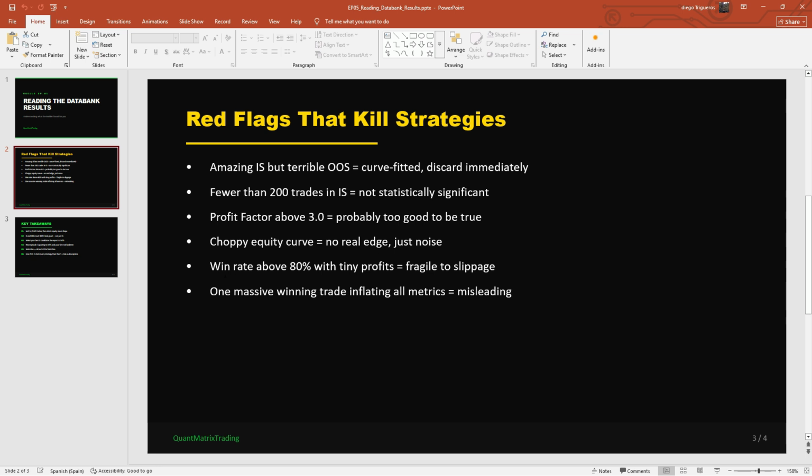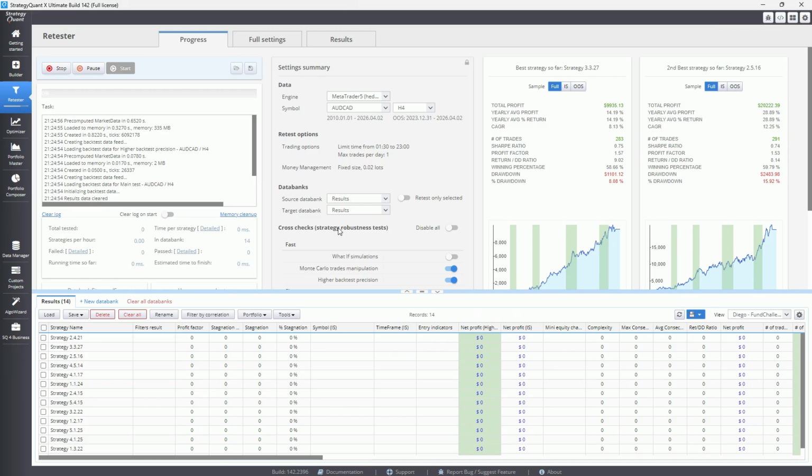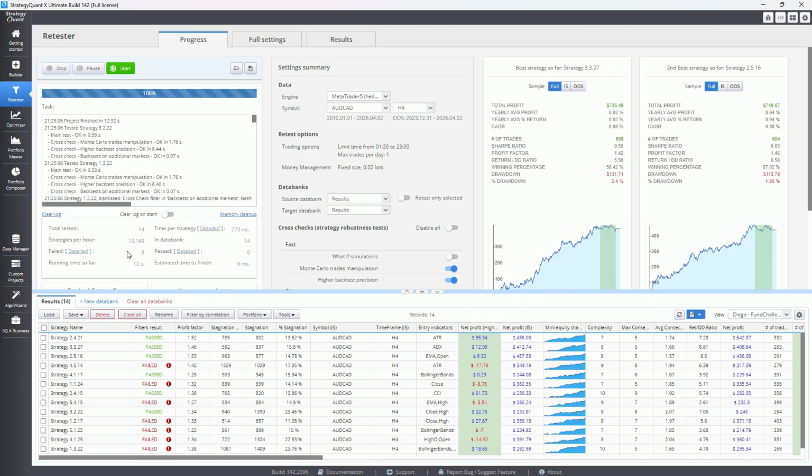And sometimes you test one and there are massive trades, or 2 or 3, that make all the profit in the strategy. That's also not good. So let's go. You see 8 failed and only 6 passed.